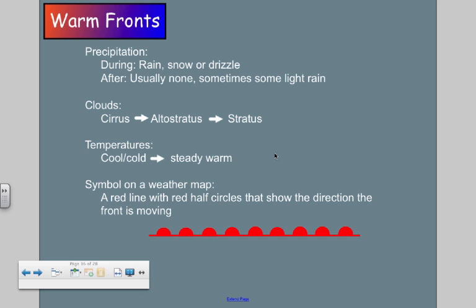Now the symbol on a weather map is a red line with red half circles, and again, the half circles point in the direction that the front is moving. So this warm front would be traveling up, because that's the way the circles are pointing.